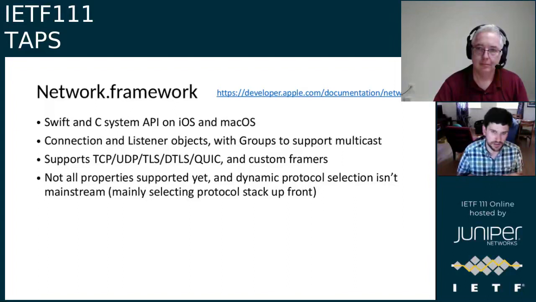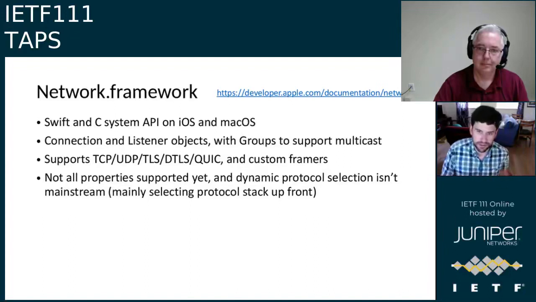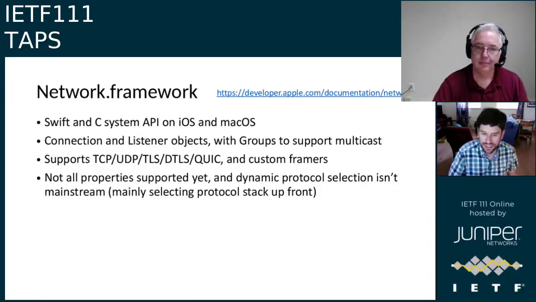It has the main objects we have in TAPS, connections and listeners. We recently added groups about a year ago, and it supports TCP, UDP, TLS, DTLS, and as of this year, it supports Quick in the public API. So I invite people to look at how that surface turned out. It's very much the same as the others, but you can see how it feels to use Quick in a TAPS-like environment.